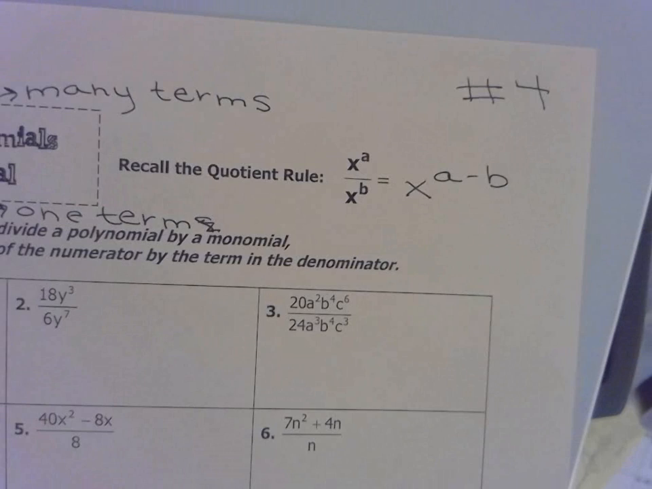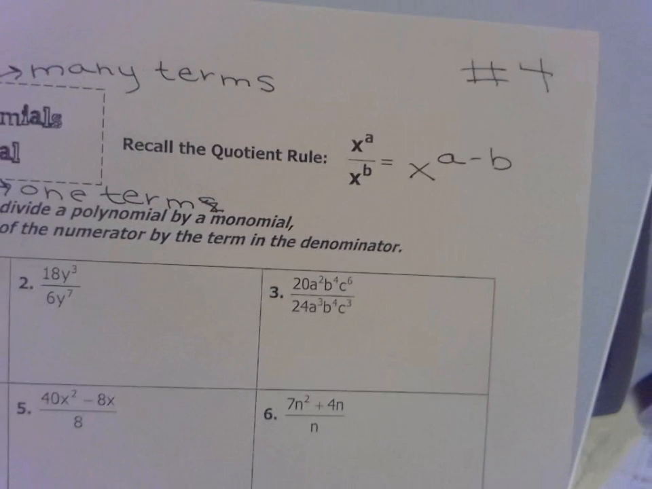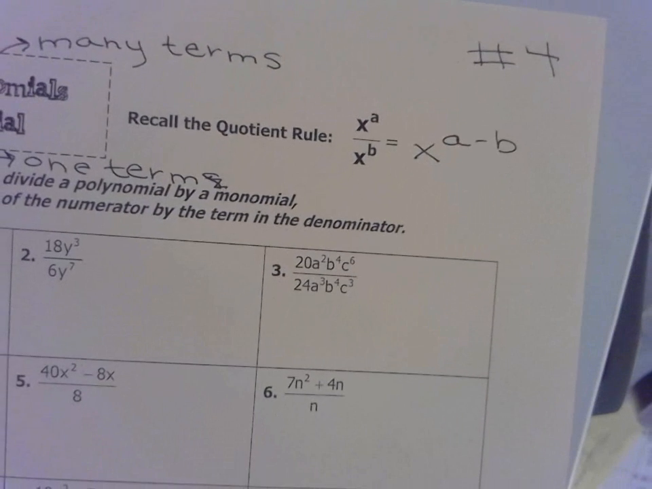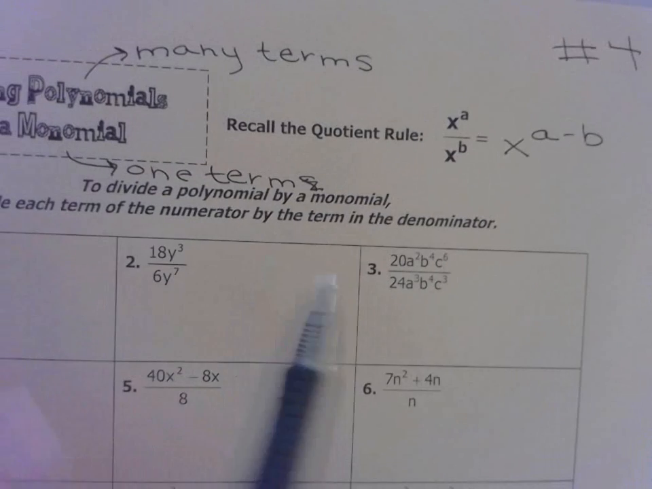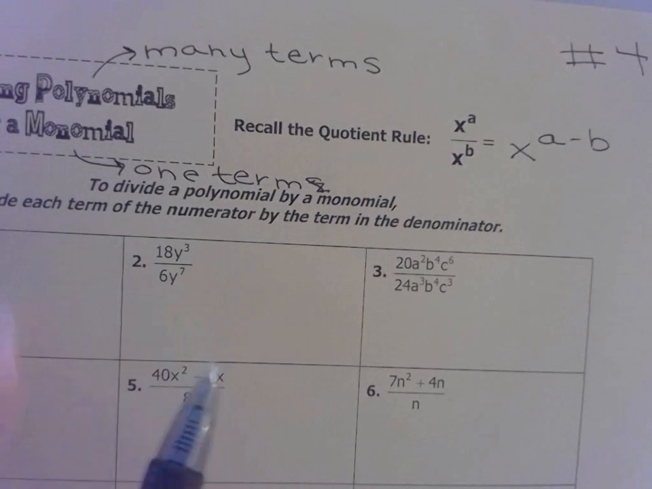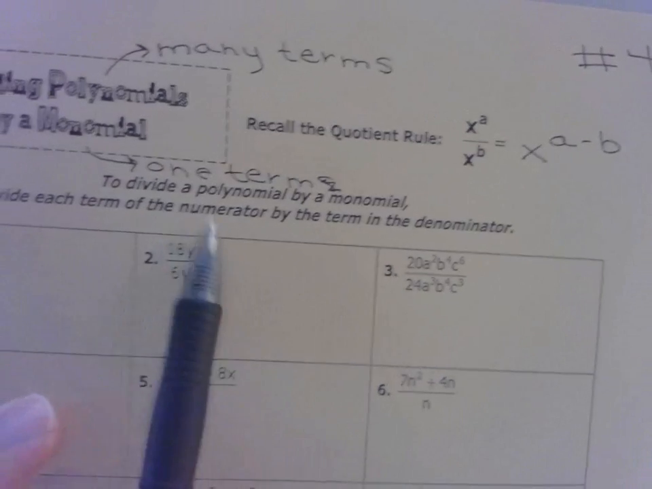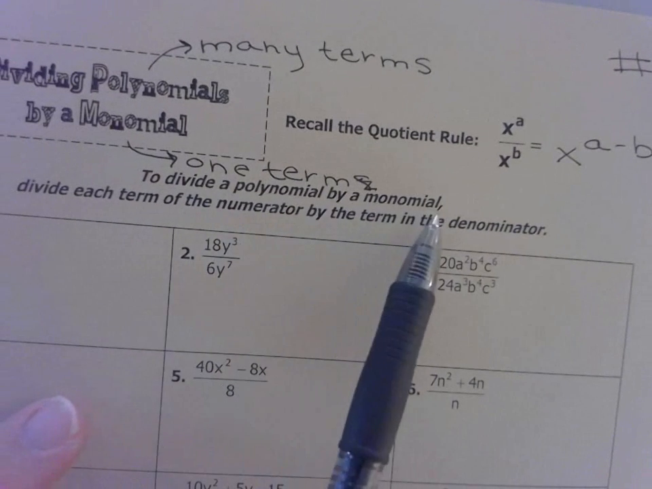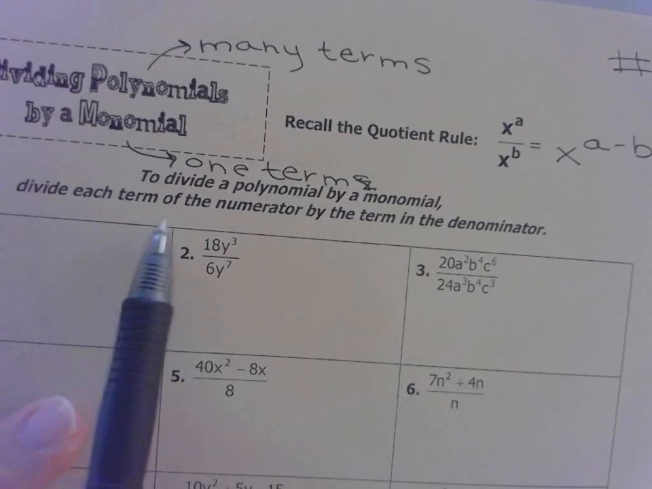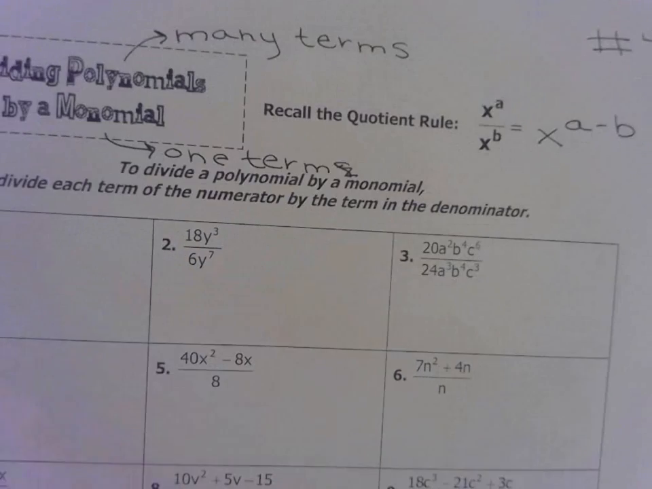So are we basically just dividing the denominator by the denominator at top? Kind of. Let me look at a couple. Number 1 should be 9x squared, right? Yes. So, let's read this. To divide a polynomial by a monomial, divide each term of the numerator by the term in the denominator.